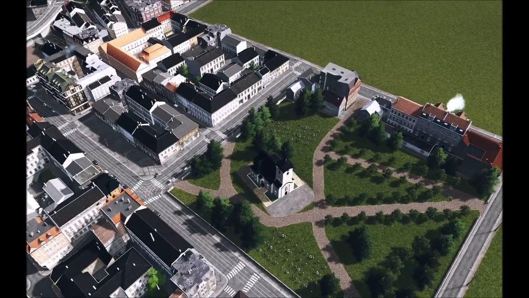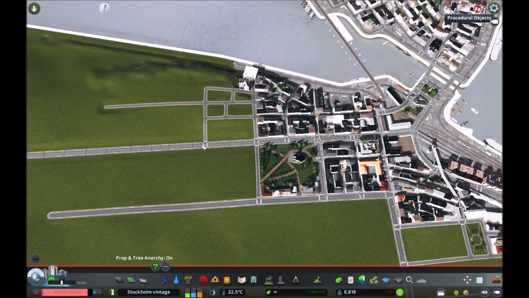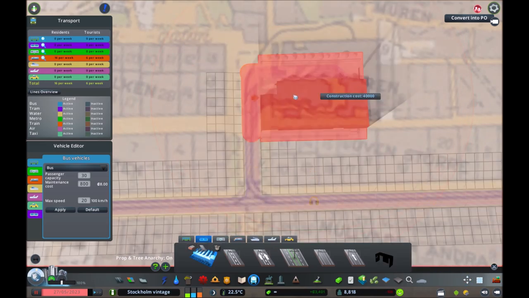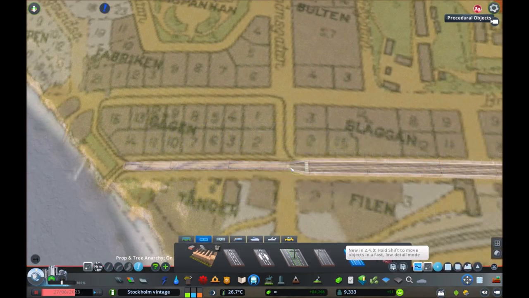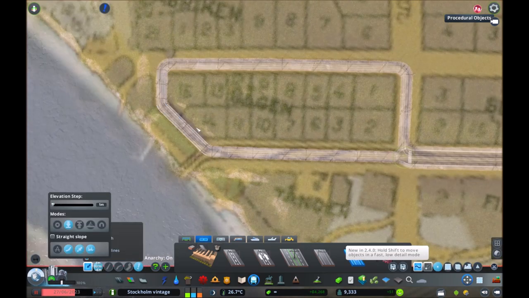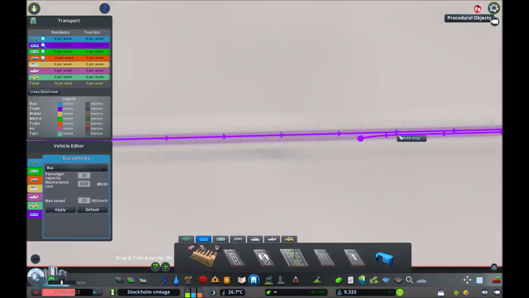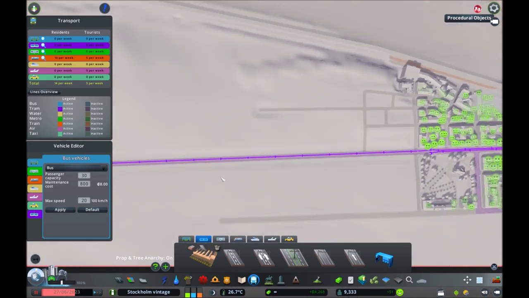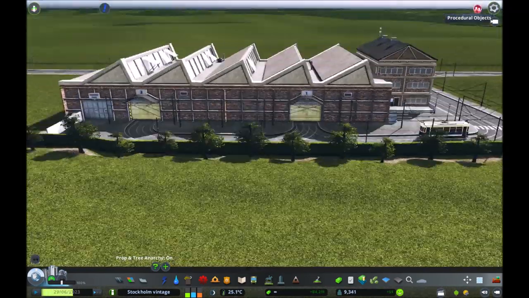Okay, that was the four quarters between Mariakyrkan and Götgatan. Let's build a tram line now. You need to use a special building. During the series, I plan to add all the actual tramlines that existed at the time of this model. And here they come. Look at them go.